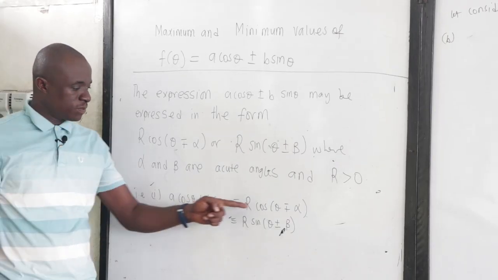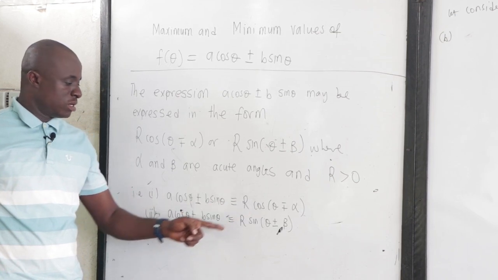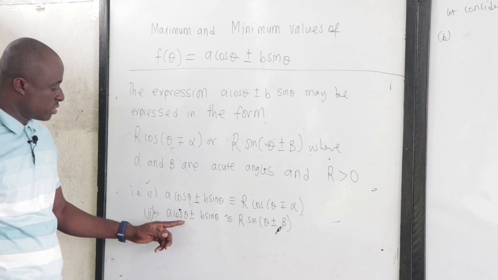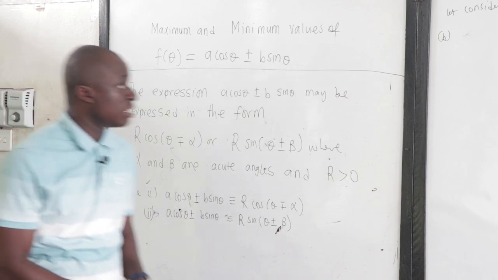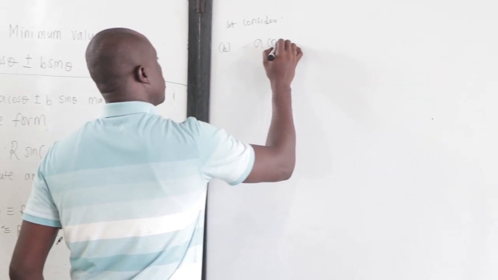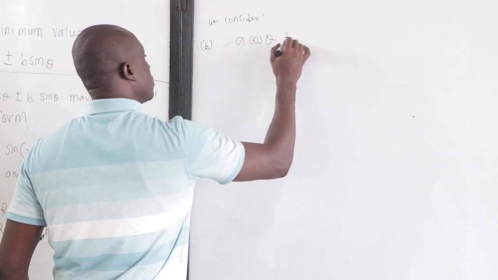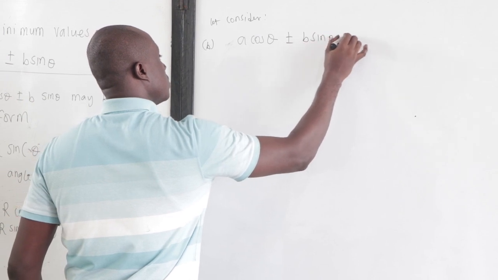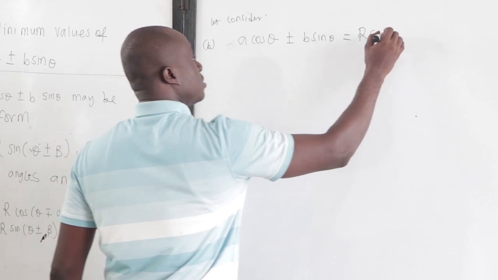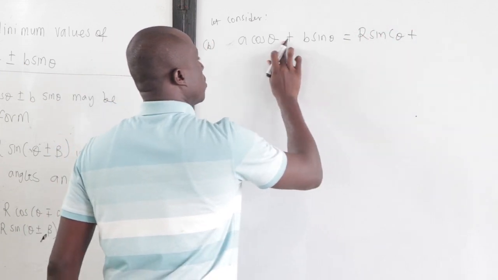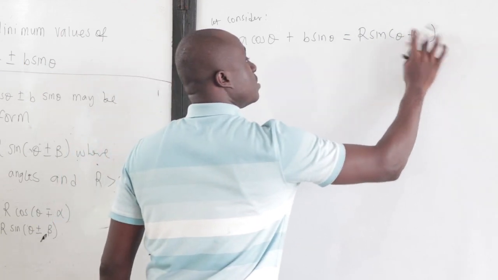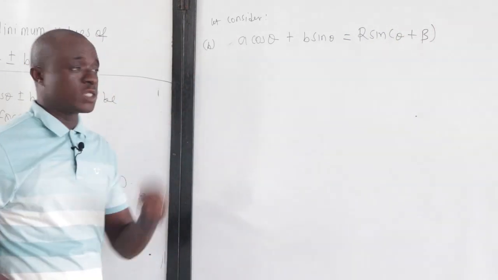We have considered the first part when it is in terms of cos. Now what about when we want to express a cos theta plus b sin theta in terms of the sine? So you have a cos theta plus or minus b sin theta, which is equal to r sin(theta plus beta). I want to express it in this form.